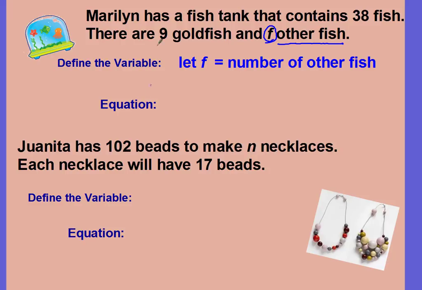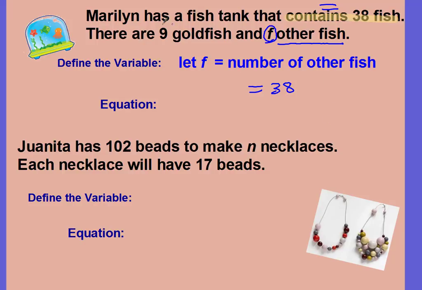Now to write your equation, you need to go back into the word problem and see if you can identify the equals amount. Is there something in here that gives us some kind of total amount? Well, let's go back through the problem again. Maryland has a fish tank that contains 38 fish. There are 9 goldfish and F other fish. So this contains 38 fish, that's given us a total. That's saying, hey, you've got this aquarium and there are 38 fish in it. So this is our equals amount, the 38. So when we write our equation, whatever we do has to equal 38.